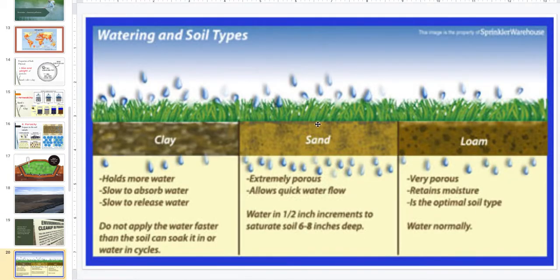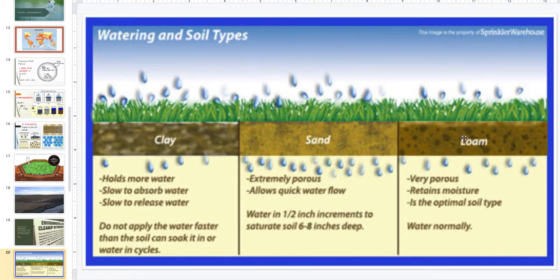Okay, so here we just have the different techniques you would use to water different types of soil. Clay holds onto a lot of water. It absorbs and releases water slowly. So you need to apply water very slowly. Sand is very porous because of the large particle size. So if you try to water it, it's going to absorb water very quickly. It's also going to release that water very quickly. It's going to evaporate quickly.